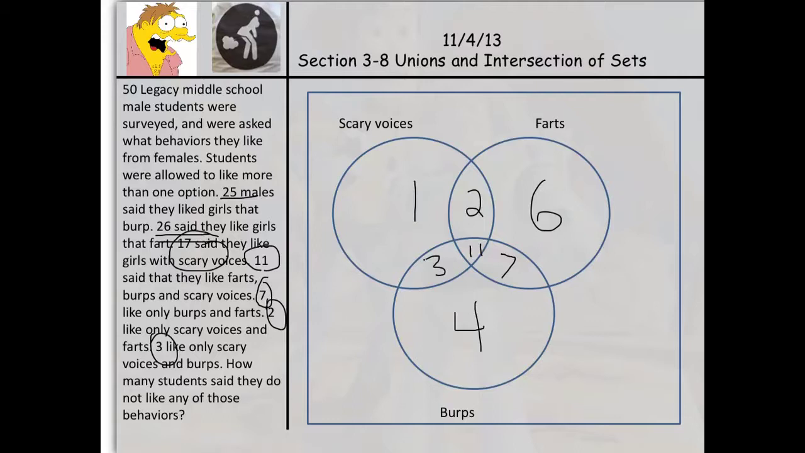And what I'm going to do is add all of these up, and if I do that, I get 34 total. Well, why is that important? Well, look at what we're asking for. It says 50 students were surveyed, and they were asked what behaviors they like from females. But the final question is asking how many students said they do not like any of these behaviors. Well, if there are 50 surveyed, and 34 voted for these particular things, that means the difference, or if we subtract, figure out how many didn't say anything. 50 minus 34 gives us our answer of 16.